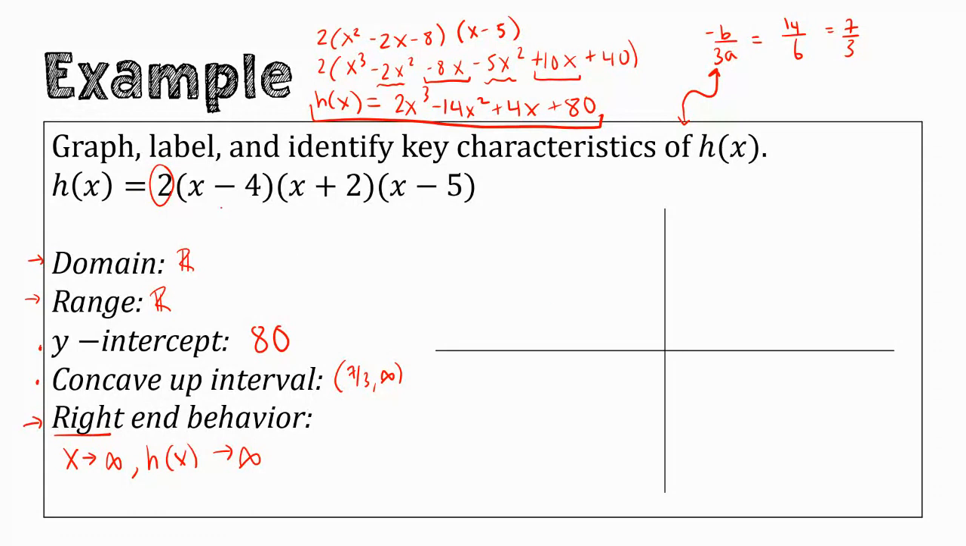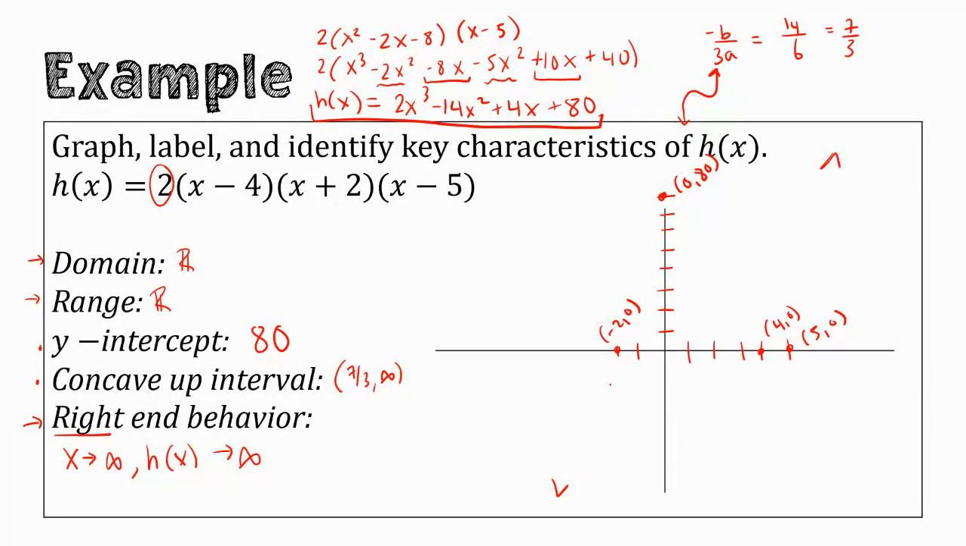I'm going to start to actually graph this. And so I've got points at 1, 2, 3, 4, (4, 0), (negative 2, 0), and (5, 0). I'm scaling it. And then I also know that I have a point at 80, right? So 10, 20, 30, 40, 50, 60, 70, 80. So that will be (0, 80). I know my end behavior is going to behave like an increasing line. So it's going to start down here and end up here.